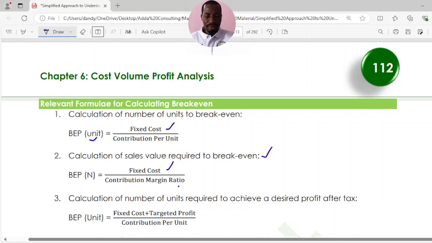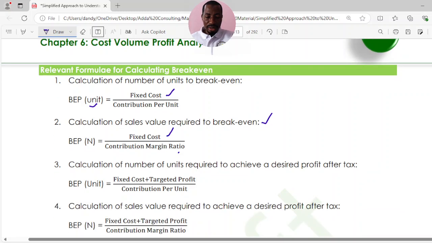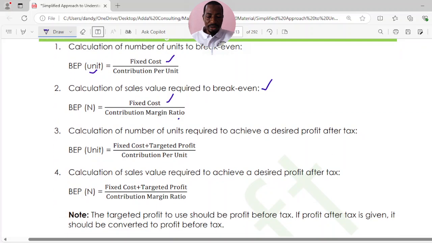Then the third objective is to determine the units required to achieve a targeted profit before tax. Therefore, how do you then calculate break-even in units for this purpose? So to determine break-even points in units to earn a targeted profit before tax, it is simply the fixed cost plus targeted profit divided by contribution per unit. Okay, total fixed cost plus targeted profit divided by contribution per unit.